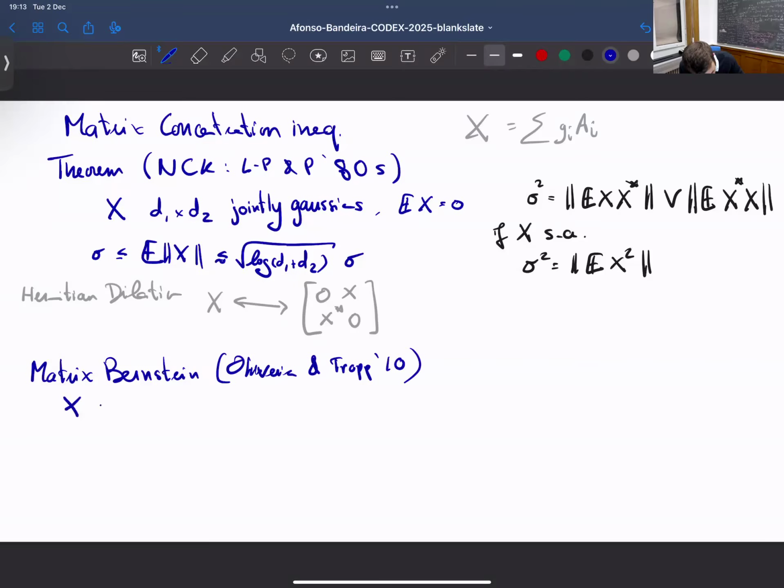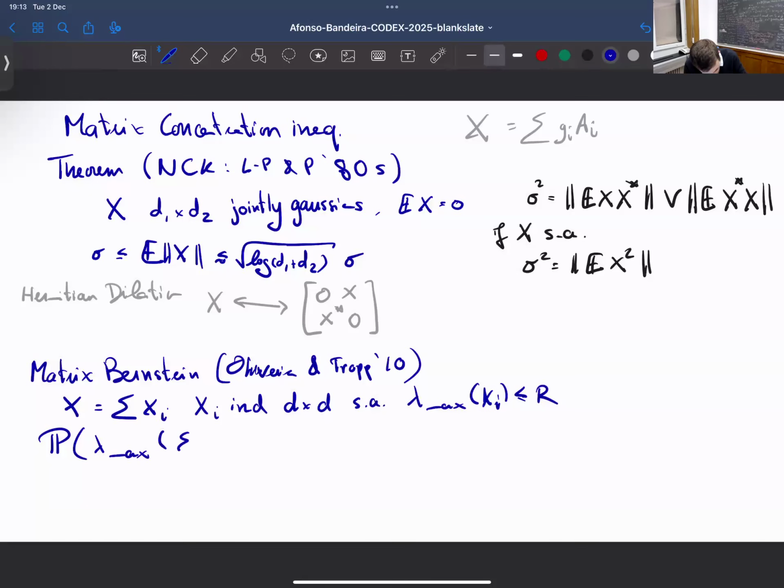So here X is not necessarily with jointly Gaussian entries, but a sum of independents, where the X_i are independent, d by d, and let me say self-adjoint. Again, Hermitian dilation can take this away. And let's say the maximum eigenvalue is smaller than R. Like in the normal Bernstein, you get an inequality of the following type: the probability that lambda max of the sum of X_i is bigger than or equal to t is smaller than or equal to d times something that looks just like, if you remember what Bernstein looks like, it's exactly the same, with two-thirds R t.